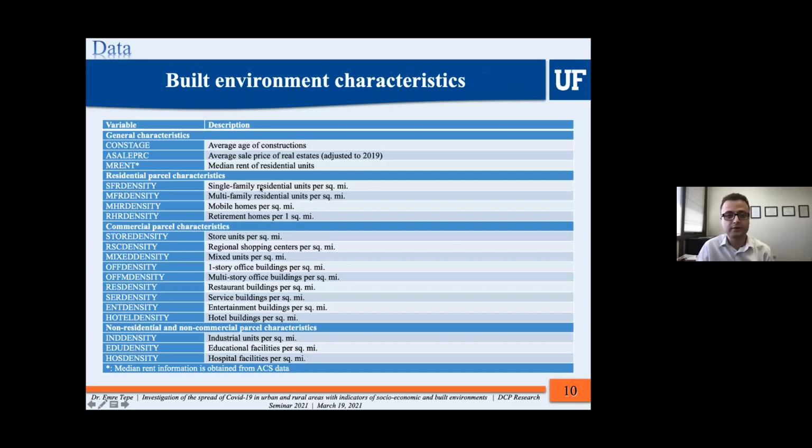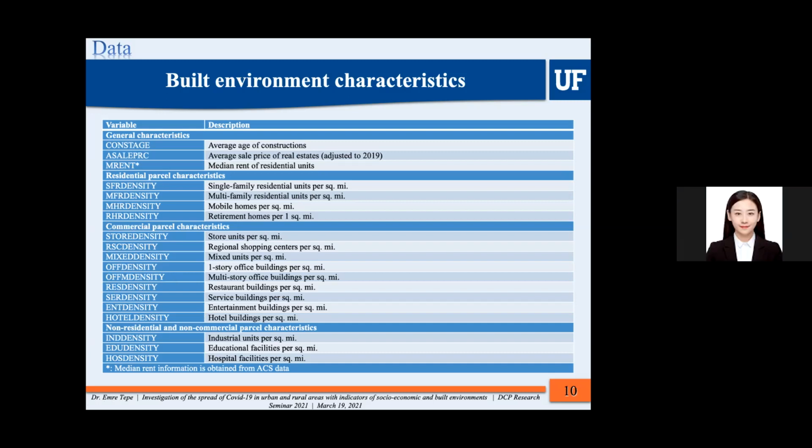SFR, by the way, is single family residential, and it is positively associated. The other one is restaurant. This rest density is the restaurant building density, so this is a commercial one. And then there is the multi-story office building. All the others turned out to be highly correlated with the existing ones, so I had to remove them from the models.